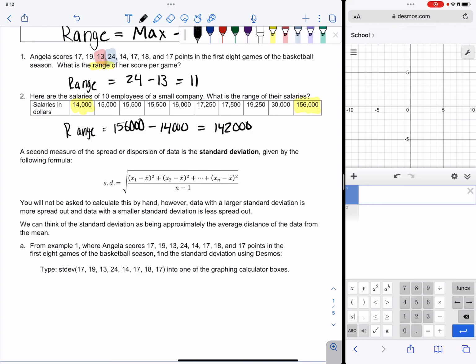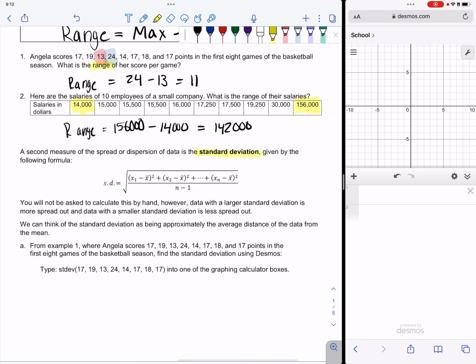The next method that we have for looking at how spread out, or the dispersion of our data is what we call the standard deviation. And it's given to us by this very complicated formula here, where essentially what we do is we take our data values, we subtract the mean from that, that's this x with the bar on top, and then we square those. We do that for every single data value that we have, add those all together, and then divide by one less than the amount of data values that we have.